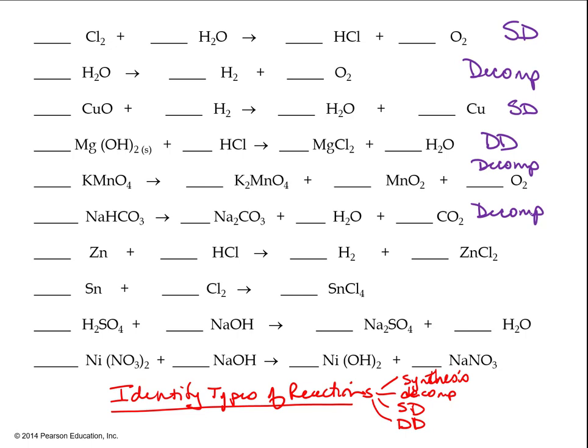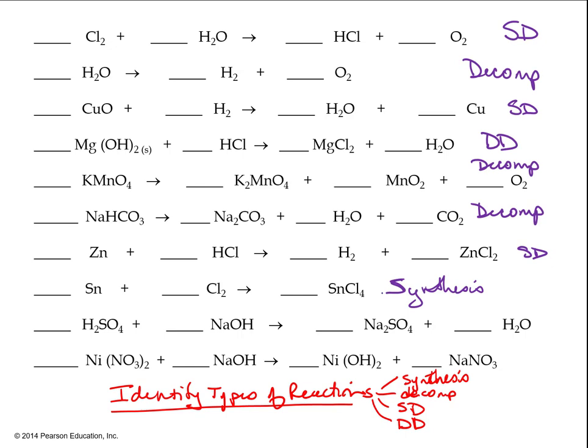Zn plus HCl makes H2 and ZnCl2. Two reactants, two products, so you know it's an exchange. One of them is an element, one is a compound, so that makes this a single displacement. Sn plus Cl2 makes SnCl4. That's a synthesis, because I have two reactants, only one product, so I'm building things.